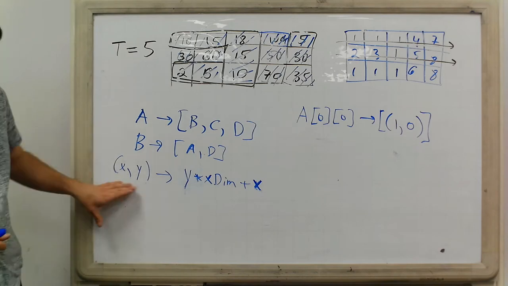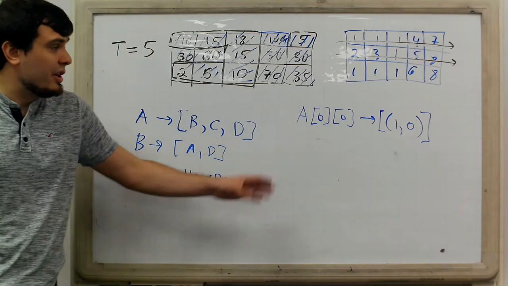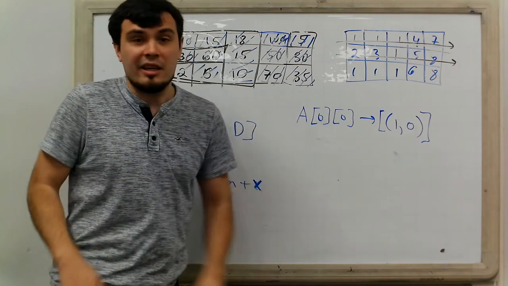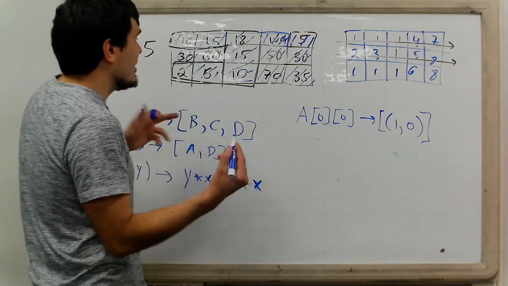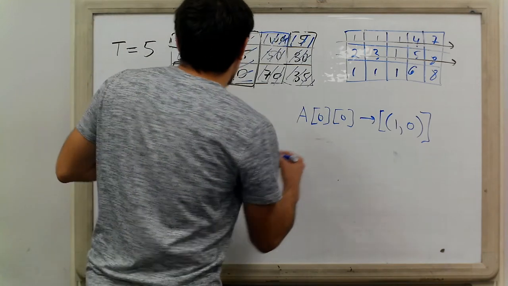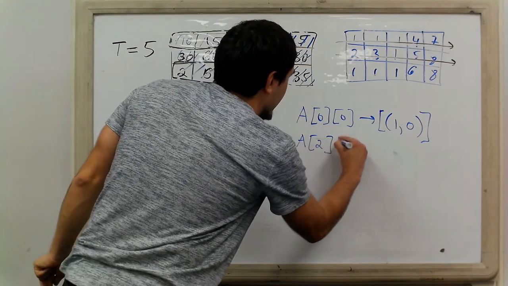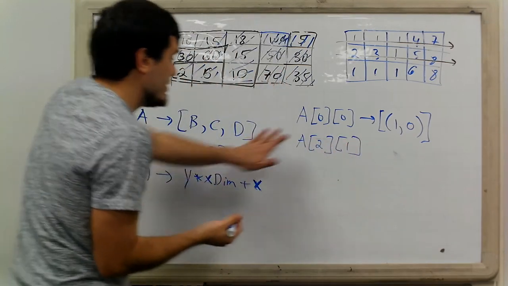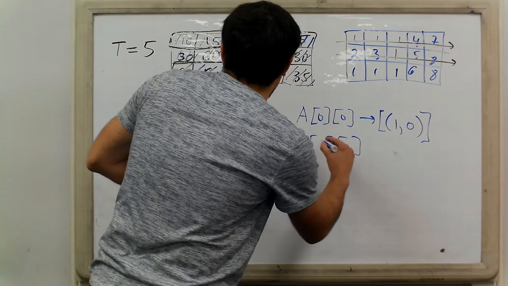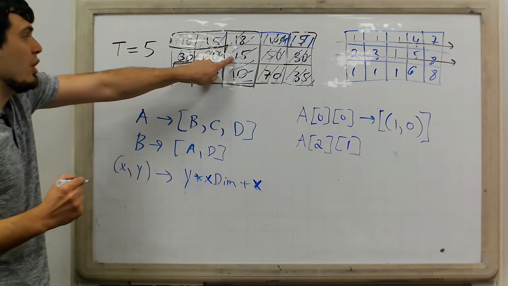But because in this problem we know our coordinates are of a certain kind, it's worth noting that we can just convert it to some format like this. I'm not going to write out all of the entries, but for example, the entry for A of 2 and 1 here, I'm doing X first, so 2 and 1 would be this one.